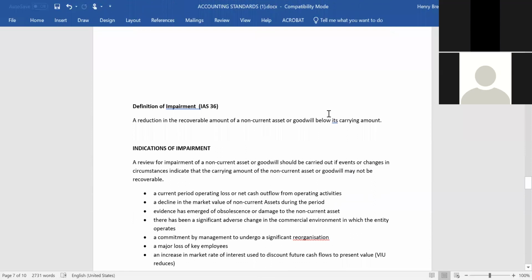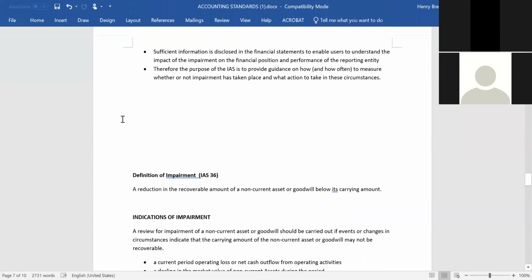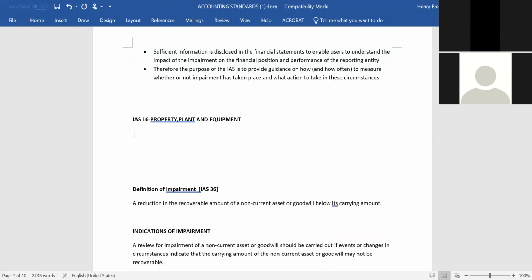The next standard to look at is IAS 16. Let me bring in the next standard, which is IAS 16, that is property, plant, and equipment. We are saying that with IAS 16, we use this property for administrative purposes. That is the reason why we exist, the mission and vision of the company.